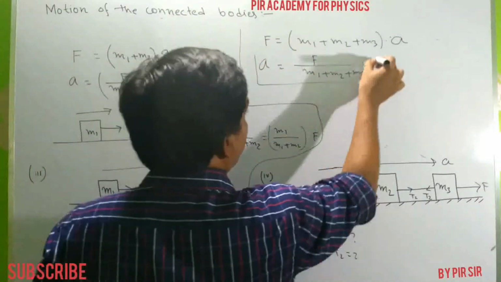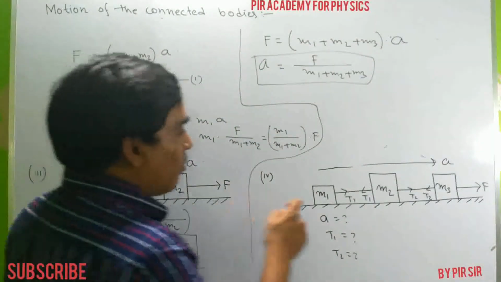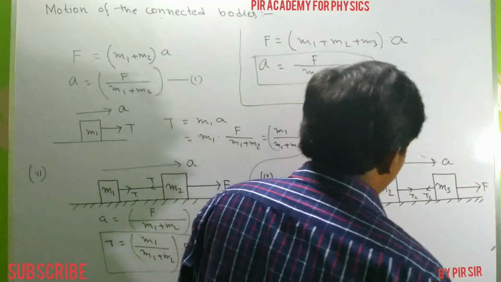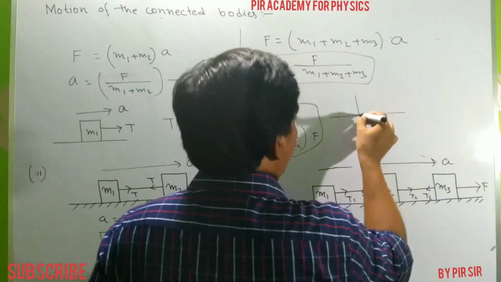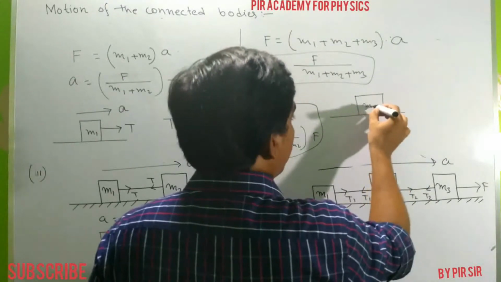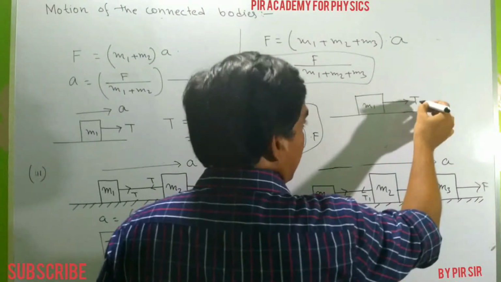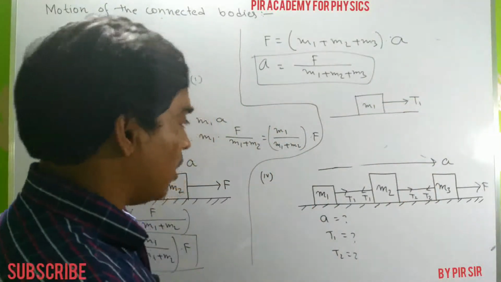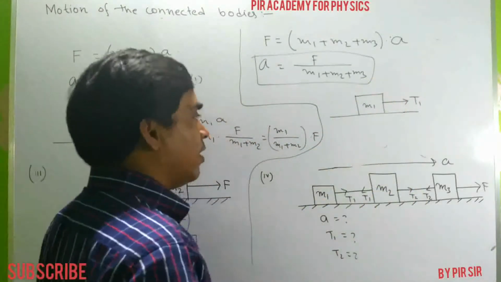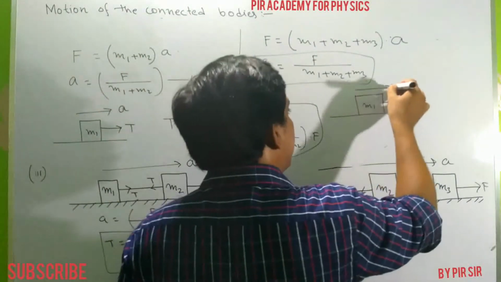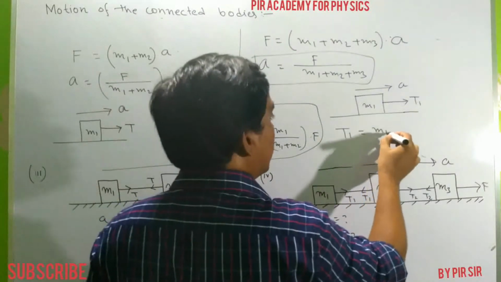This is the acceleration of this system. You have to calculate T1 and T2. For T1, you have to draw the free body diagram of M1. Here is M1. Only one force is acting on mass M1, which is T1, and this mass is accelerated with acceleration A. That means total force T1 equals M1 into A.